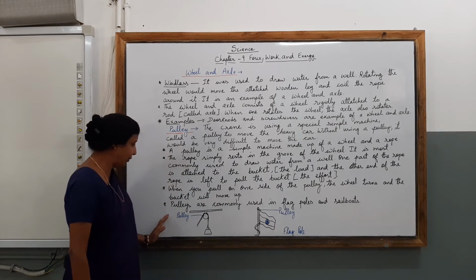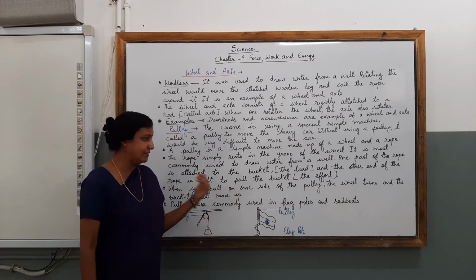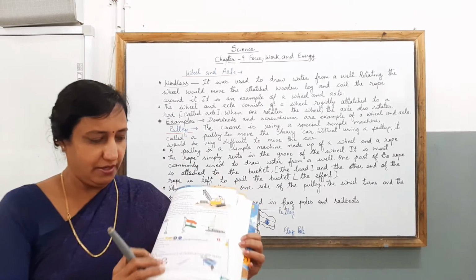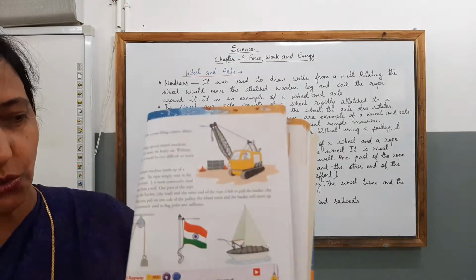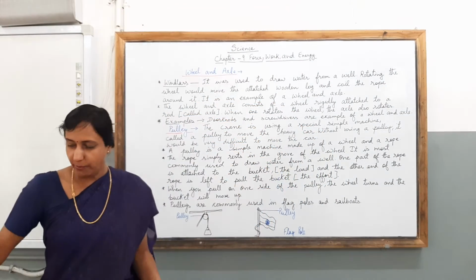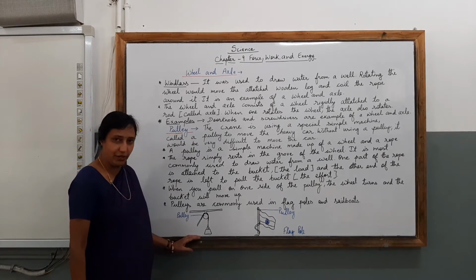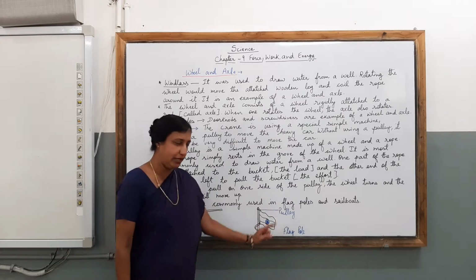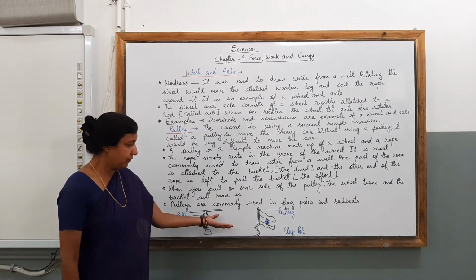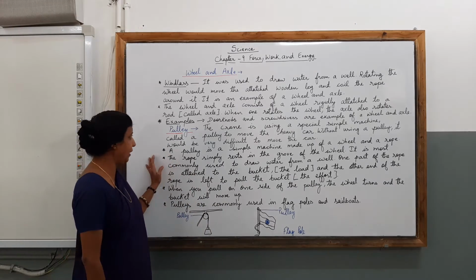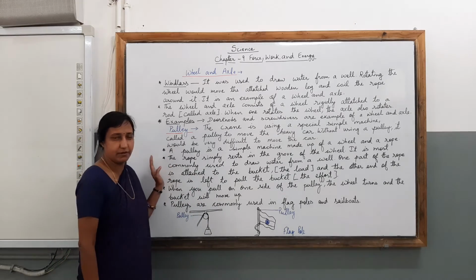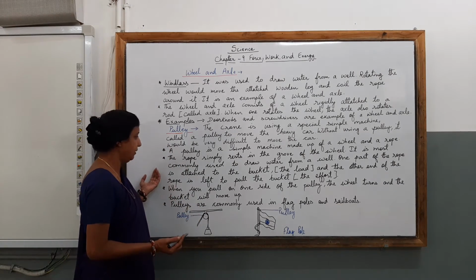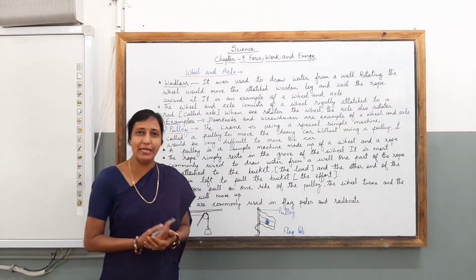So children, in the end, pulleys are commonly used in flagpoles and sailboats. As I have shown you here in the textbook, you have seen it is used in the sailboat. So you can understand how a pulley can help to lift a heavy load right here. Then whenever you are hoisting a flag with the help of a pulley, you are able to use it in flagpoles. So children, I hope with the help of this video, you are able to understand what is a wheel and axle and what is a pulley and where these things are used in your daily life.